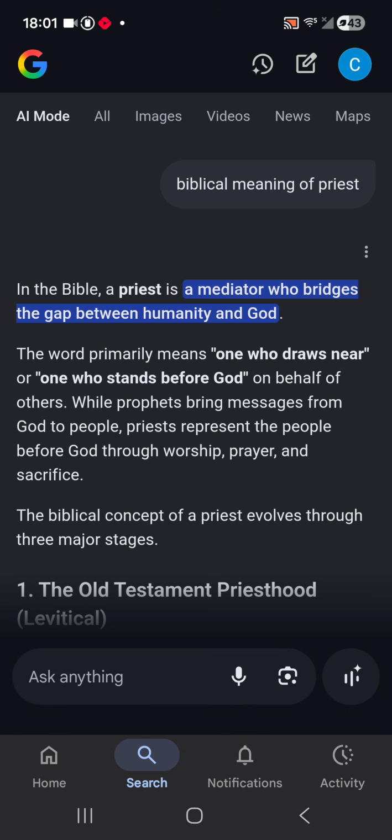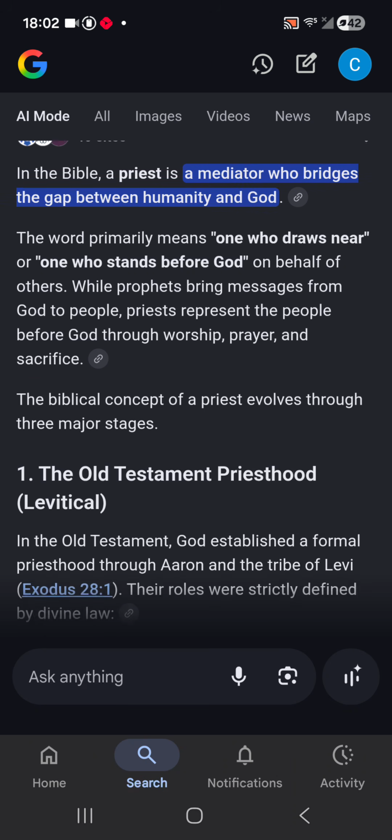In the Bible, a priest is a mentor who bridges the gap between humanity and God. The word primarily means one who draws near or one who stands before God on behalf of others. While prophets bring messages from God to people, priests represent the people before God through worship, prayer, and sacrifice. The biblical concept of a priest evolved through three major stages.